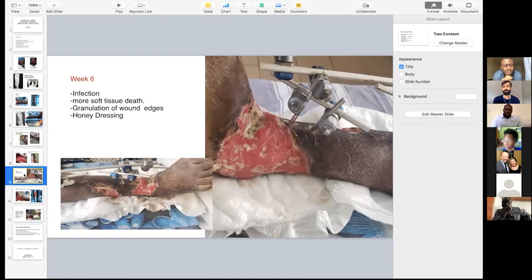There are visible signs of infection over the exposed soft tissue areas. There was more dead soft tissue. We had granulation tissue around the wound edges, and we switched over to honey dressings. And that was what we used from that time until we had these results. Next, please.